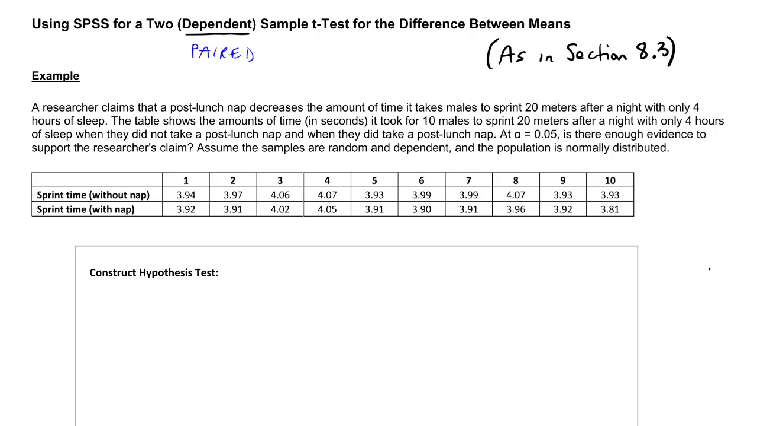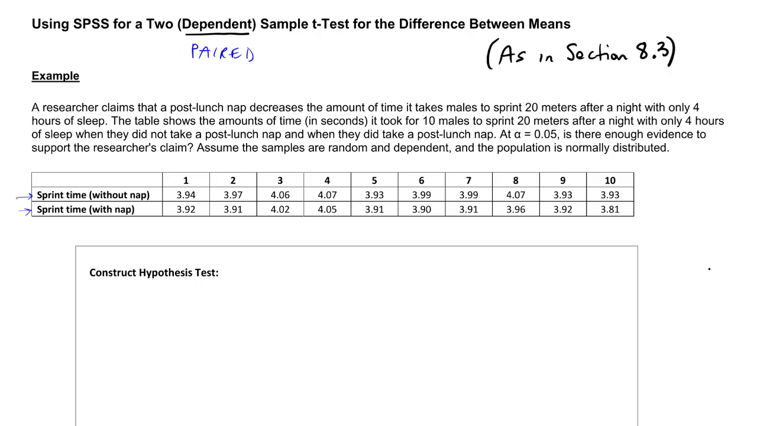So a researcher claims that a post-lunch nap decreases the amount of time it takes to sprint 20 meters after a night with only 4 hours of sleep. So the table shows the times without the nap and the times with the nap. Okay, and let's see, it's 5% significance. Is there enough evidence to support the researcher's claim? And make all the relevant assumptions here. So we're trying to show whether the nap decreased the sprint time, so that the nap was beneficial in a sense.